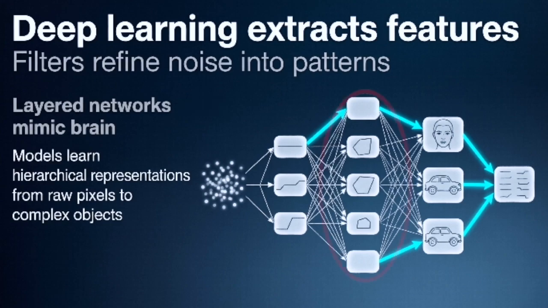For example, in image recognition, the first layers detect simple features such as edges and colors. Intermediate layers recognize shapes and textures, and deeper layers combine these features to identify complex objects such as faces, vehicles, or animals. This ability to learn features directly from raw data makes deep learning highly effective for tasks such as image classification, speech recognition, and natural language processing.